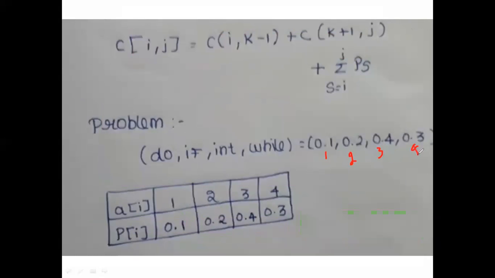That is up to 4 values. So a of i for i equal to 1, 2, 3, 4, and p of i is the probability 0.1, 0.2, 0.4, 0.3. So that is the problem. Now let's see how to solve this one.